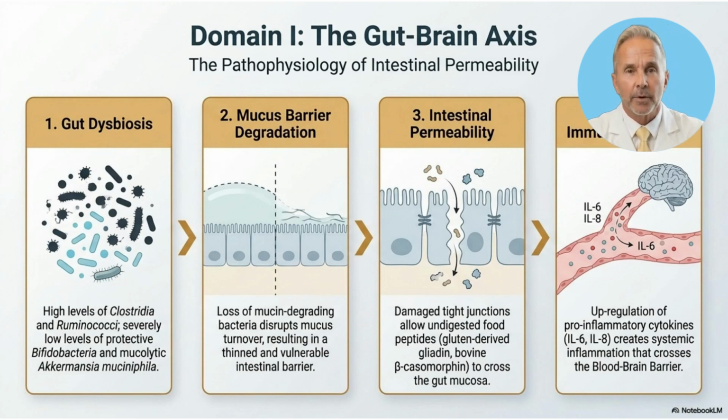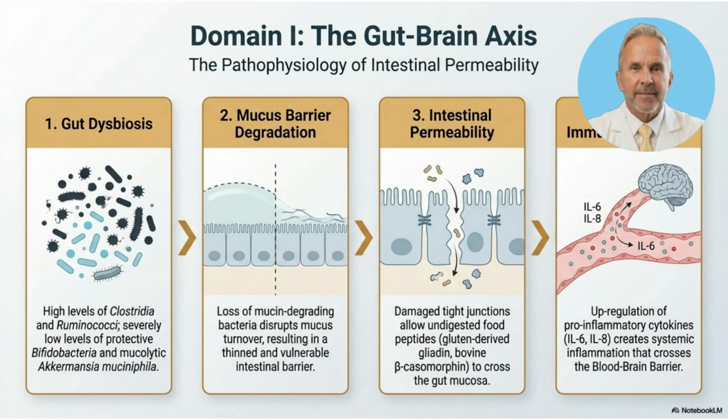We will now break down these core dysfunctions, starting with Domain 1, the gut-brain axis and the pathophysiology of intestinal permeability. This process unfolds in four distinct stages. Gut dysbiosis. We observe high levels of Clostridia and severely low levels of protective bifidobacteria. Mucus barrier degradation. The loss of mucin-degrading bacteria disrupts mucus turnover, resulting in a thinned and vulnerable intestinal barrier.